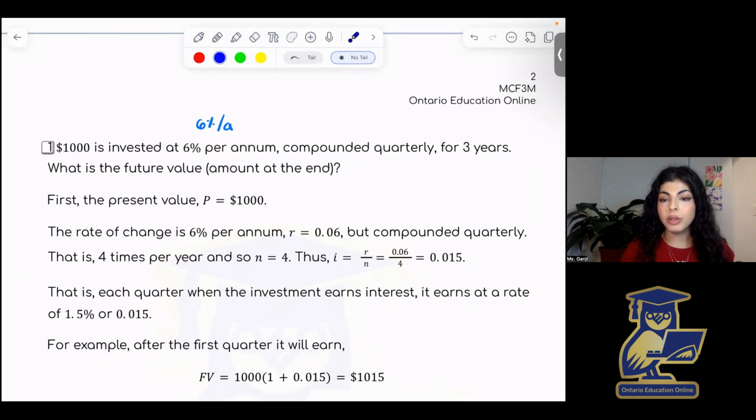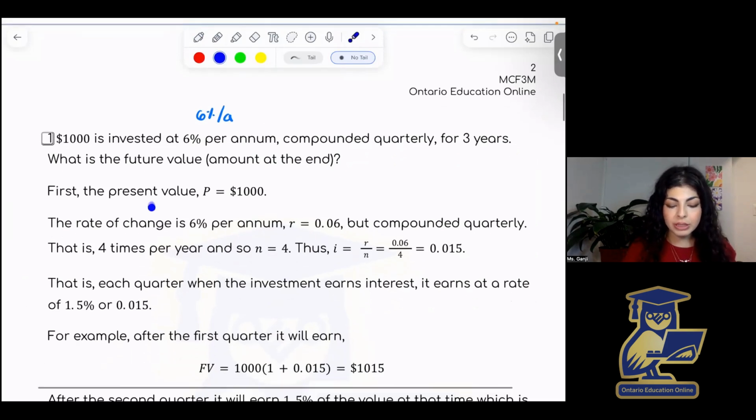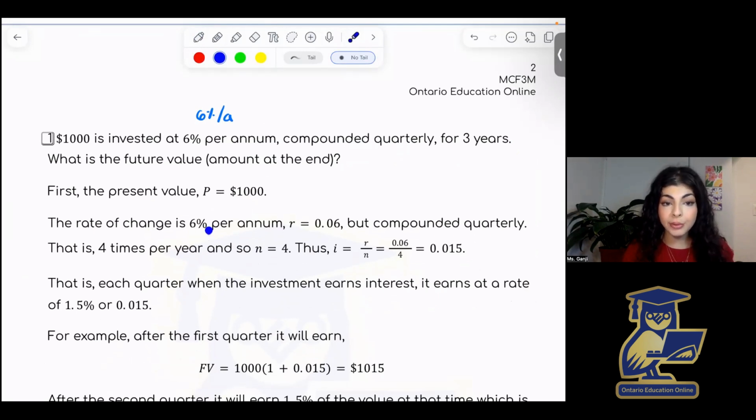So first, especially when we're starting with these financial questions, I always suggest write out what you're given. So all the values that are given to you, and use the variables that were just presented in the vocabulary. So the present value P is $1,000. The rate of change, again, annually 6%, so R is 0.06. This is divided by 100, but it's compounded quarterly. So we do need to calculate i. And if it's compounded quarterly, that's every 3 months, then that's 4 times per year. So n is 4 here, the compounding periods per year.